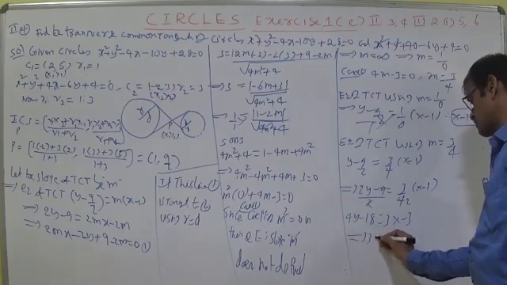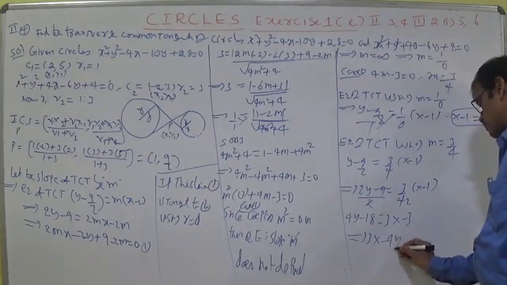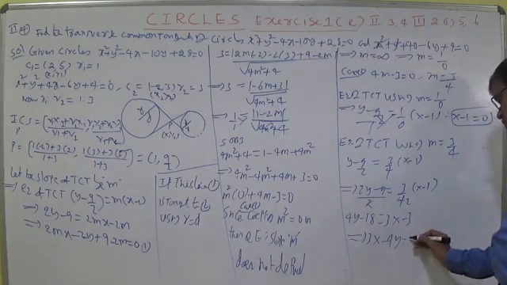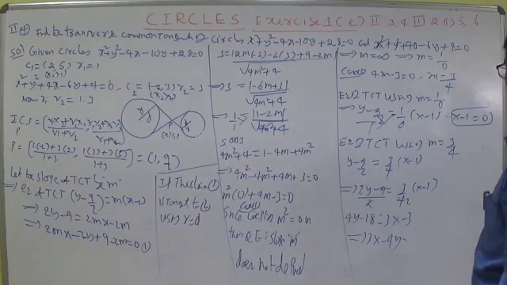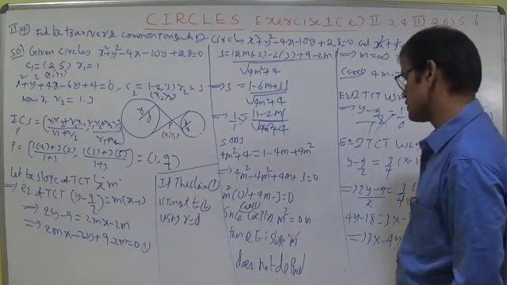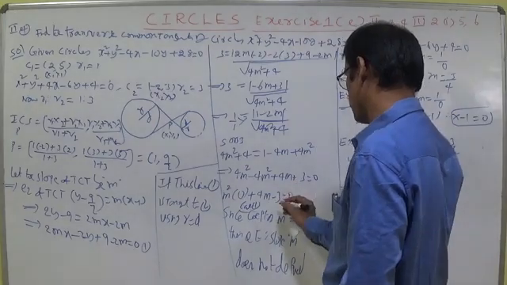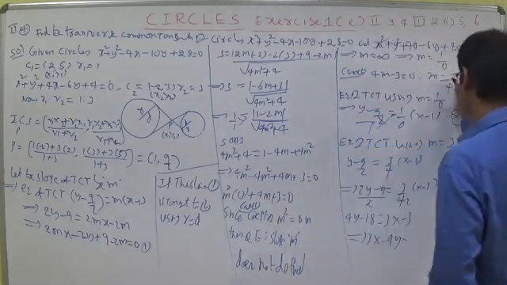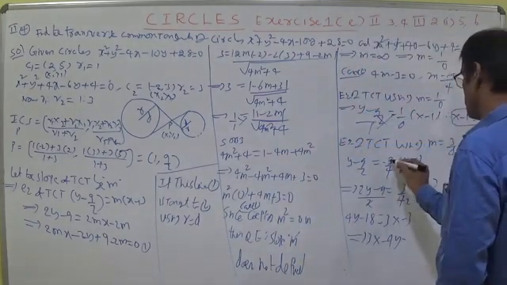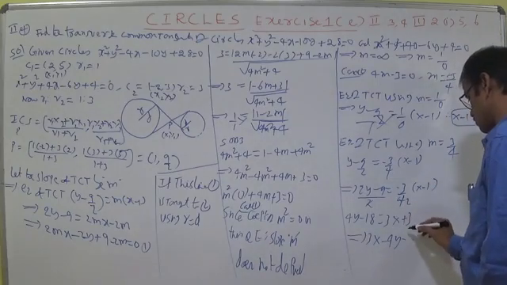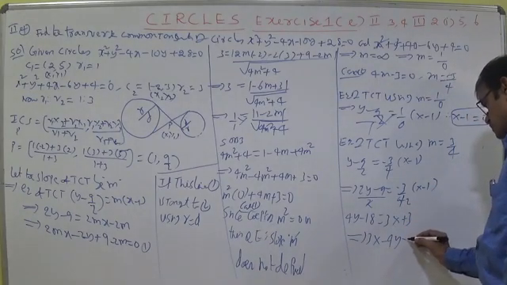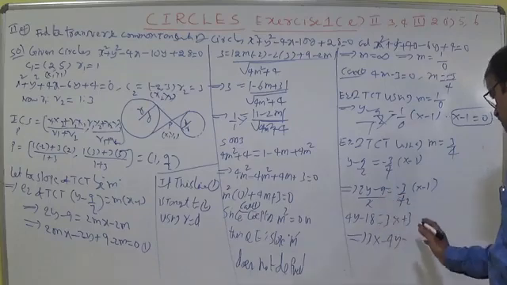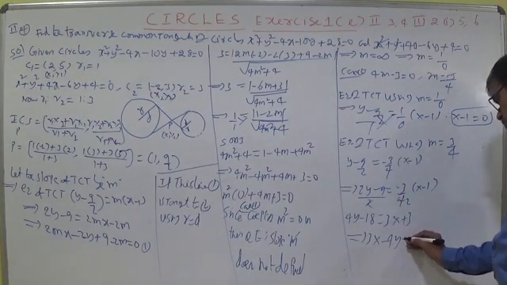That implies 3x minus 4y, taken this side, 3x minus 4y. This is minus 3 by 4 or plus 3 by 4? Students, this is 4m plus 3. So it is minus 3 by 4. Minus 3 by 4 plus 3 becomes plus 21. 3x minus 4y plus 21 equal to 0.